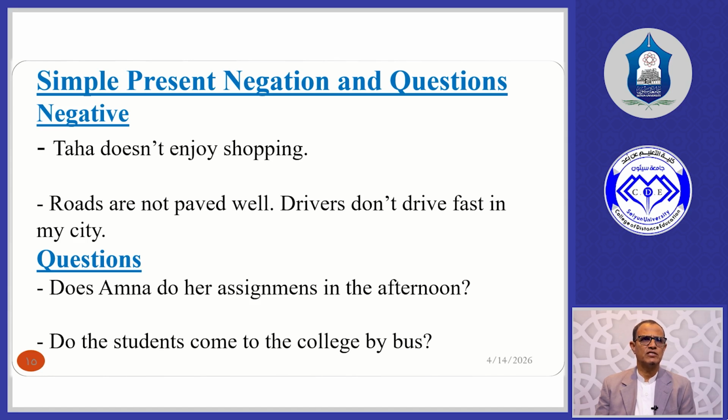Now, roads are not paved well. In this one we have the verb to be, are. In this case we only use not after the verb to be if we want to make a sentence negative. But the second sentence, drivers don't drive fast in my city. Drivers here is a subject which is plural, not singular. So we have to use don't, not doesn't. If the subject is plural, like drivers, we say drivers don't drive.